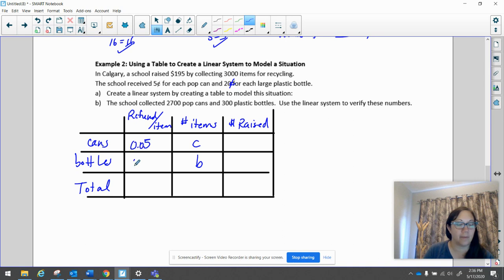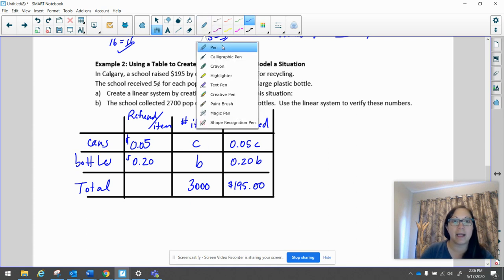Now, if we think about that in terms of money, we should probably put it in decimal form because we know that the total raised was $195. So 5 cents and 20 cents. I can't use 5 and 20 because that means I'm working in pennies. I want to work in dollars. So it's 0.05 and 0.2. So the amount of money raised would have been 0.05 times C for the cans, and for the bottles, it would have been 0.20 times B. I also know that the total number of cans and bottles was 3,000.